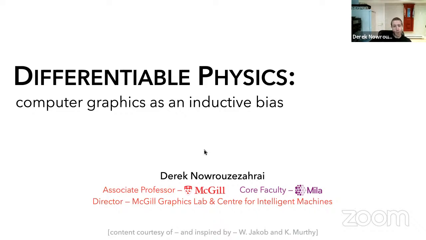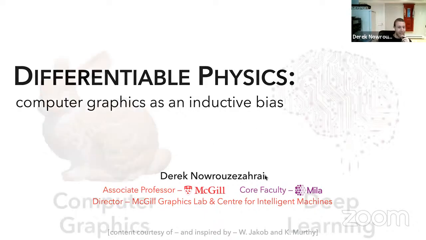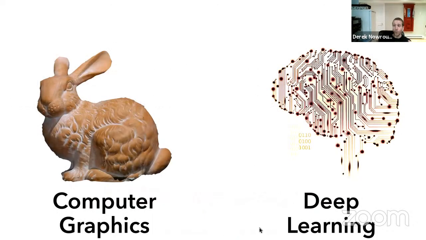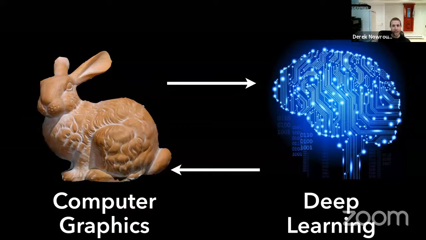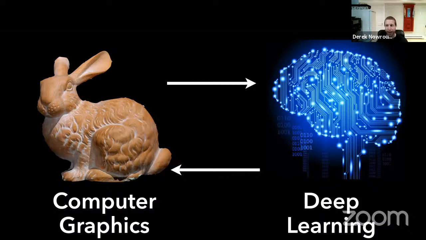So today's talk, Differentiable Physics, Computer Graphics as an Inductive Bias, is, from the name, quite obviously talking about the combination of two fields that are near and dear to my heart. The first is computer graphics, and the second is deep learning. And when I'm talking about the combination of these fields, much of the meta aspect of my talk is going to be, what do I mean exactly by combination? And I'll show that there are several different ways that the two fields can come together.